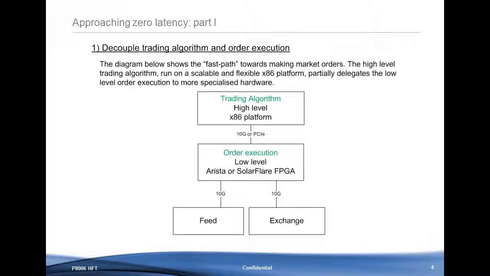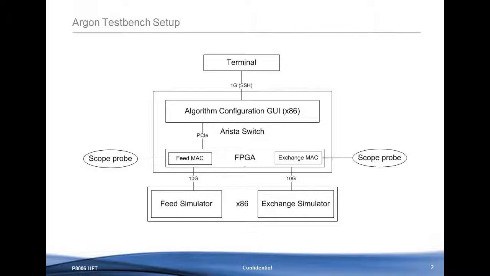This slide shows our fast path approach to making market orders. The high-level trading algorithm does numerical analysis over global market activity. When a potential future opportunity is detected, the FPGA in the switch gets instructed by the trading algorithm to look for that opportunity. The opportunity is expressed as a trigger condition with a set of rules, which we will discuss later. The decoupling of the trading algorithm from the low-level order execution allows for market order response times from market information received in the critical path to be very close to the theoretical minimum.